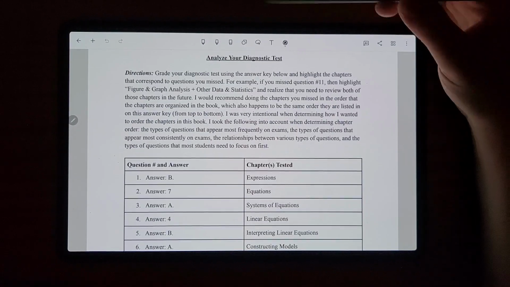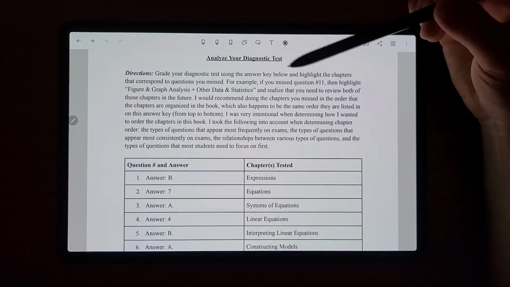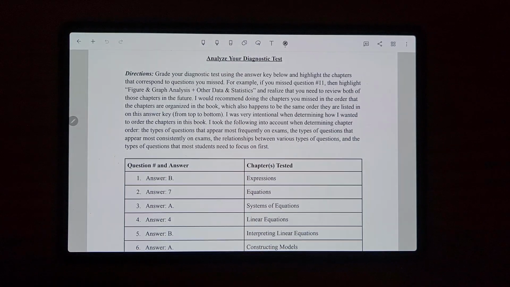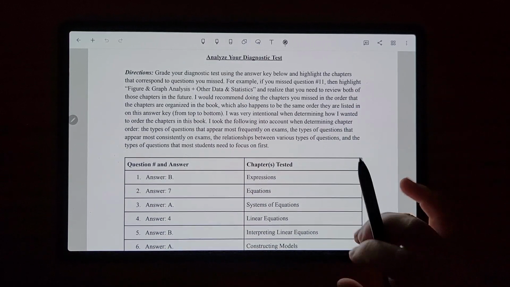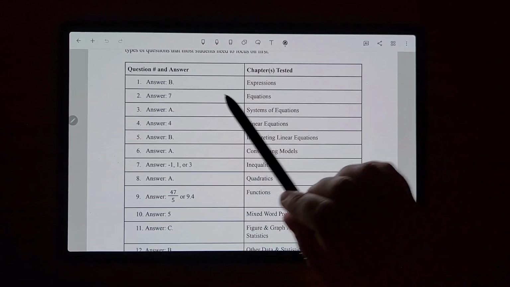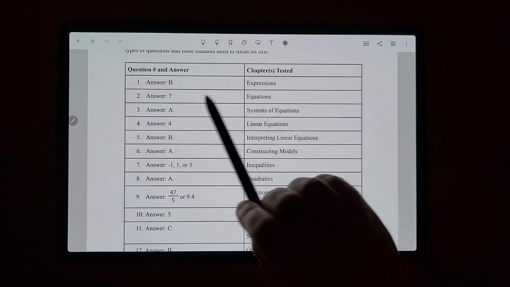So now let's talk about that. Now that you finished the exam, or the diagnostic test, let's talk about how to analyze this to most effectively study for your upcoming exam. You're going to grade your diagnostic test using this answer key, which tells you what the answer for number 1 is, and so on. Each of the rows also has a corresponding chapter that the question tests.